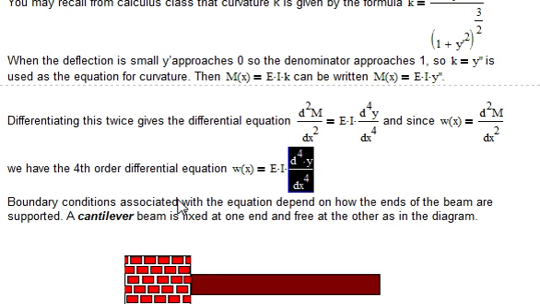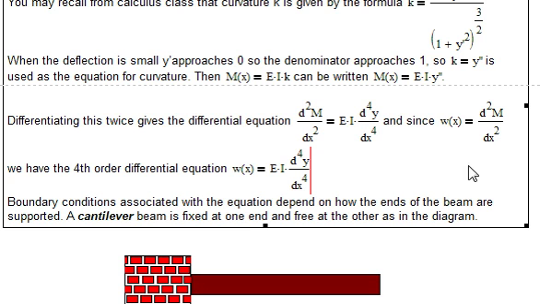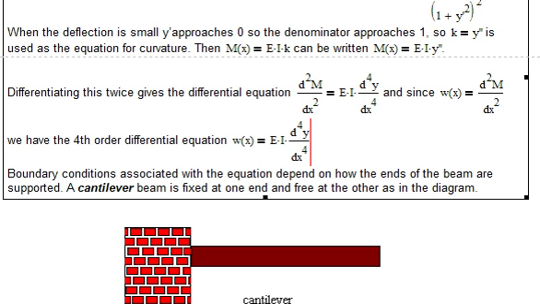So, boundary conditions are associated with this equation. We usually wind up with boundary conditions depending on how the ends of the beams are supported. Will this unit always be this complicated? Well, yeah, it's kind of complicated, I gotta confess.